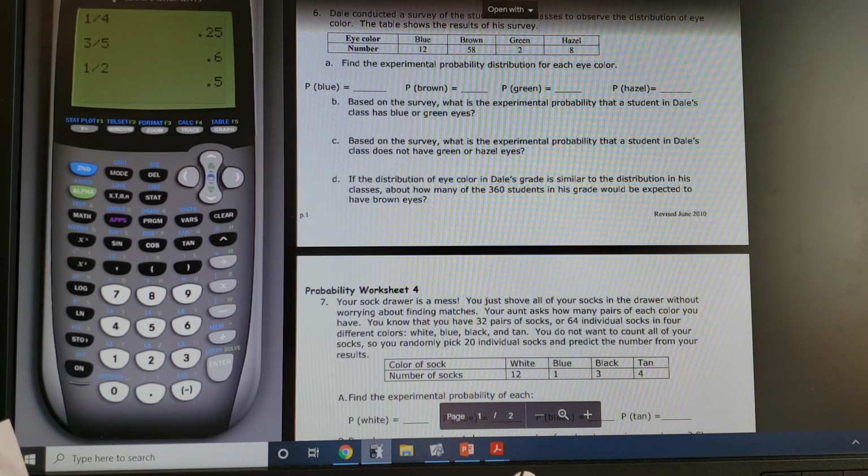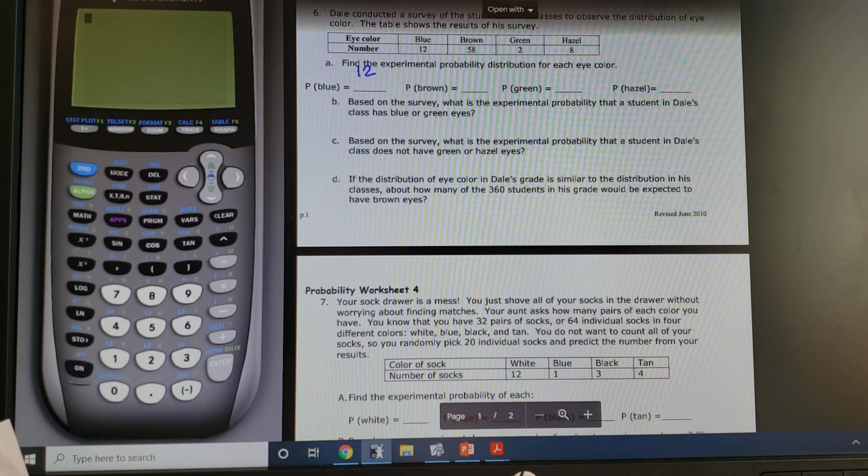Alright. So let's look at this data and we're going to answer the questions. Find the experimental probability distribution for each eye color. Alright, so blue. How many were blue? 12. 12 out of how many? 80. Jared says 80. I'm just going to double check because these numbers are getting large. 12 plus 58 plus 2 plus 8. Very good, Jared. So we have a total of 80 students.